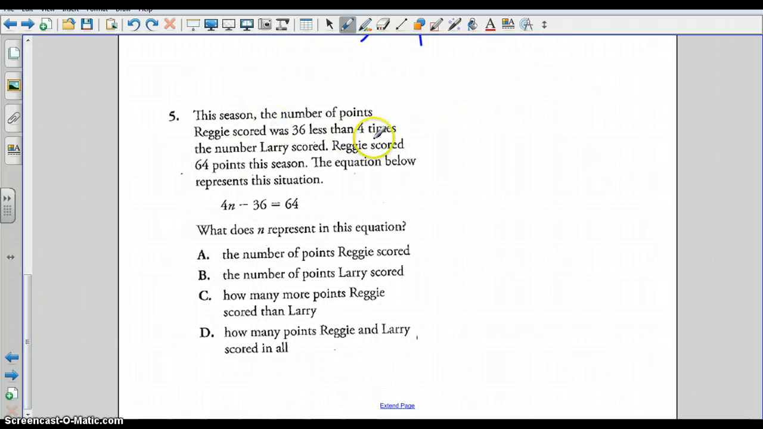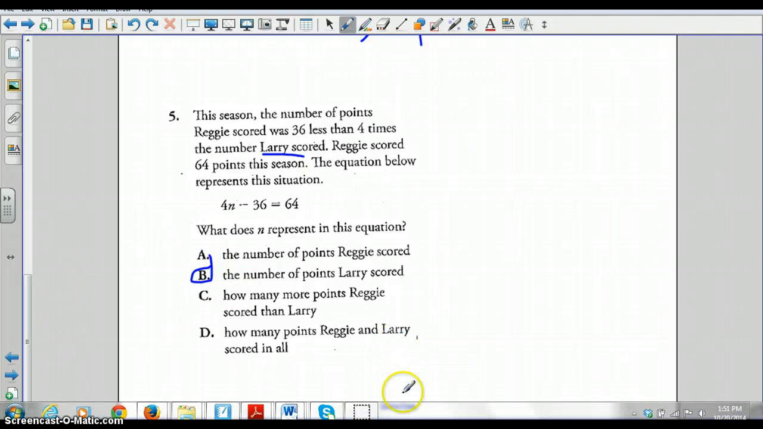This season, the number of points Reggie scored was 36 less than 4 times the number Larry scored. Reggie scored 64 points, and the equation is below. So they give you the equation. So this one, we really don't even need this because they gave us the equation anyways. So let's just look at it. It looks like they're saying 36 less than, that's where they get the minus 36, 4 times the number Larry scored. So if we look here, it asks, what was the 4 multiplied by? Oh, the number Larry scored. So what does n represent? Larry's score. So that one's pretty easy.